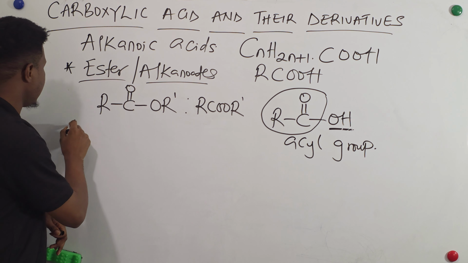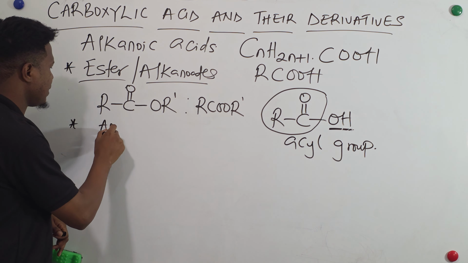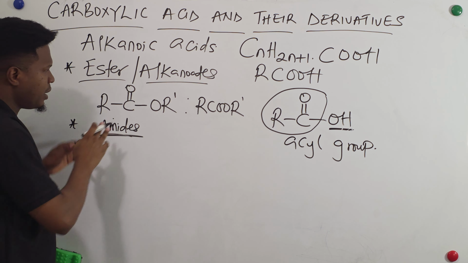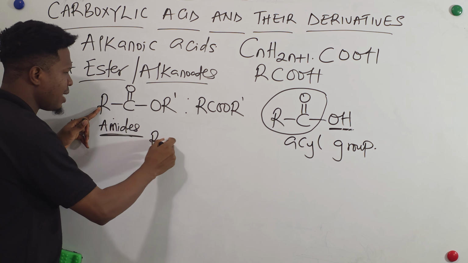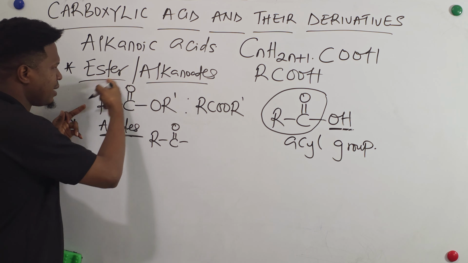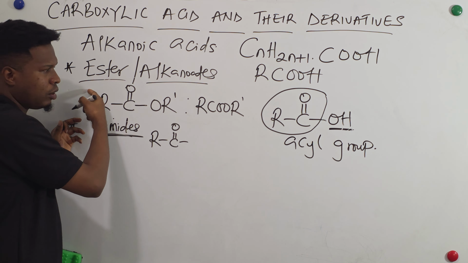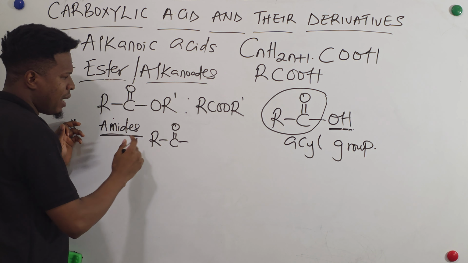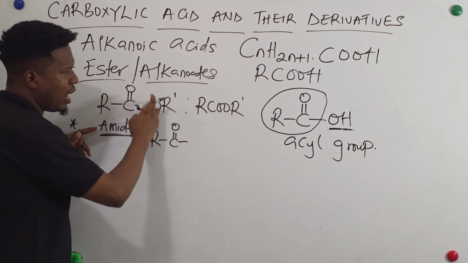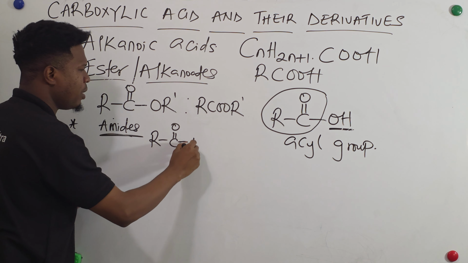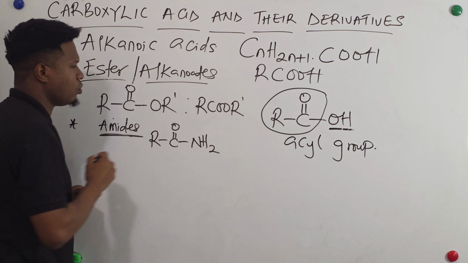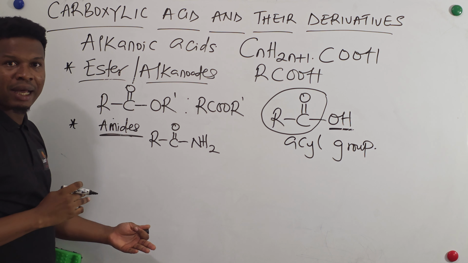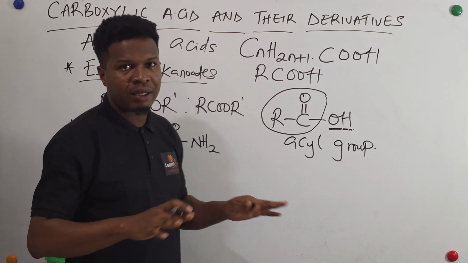The next derivative of carboxylic acid is amides. The same thing with this guy, it has the same acyl group present. We call this group here RCO, the acyl group. So what changes in amides is just the OR. Remove this OR or the OH in the carboxylic acid and replace it with what? NH2. This is an amide. Inside this amide now we have the primary amide, the secondary amide, and the tertiary amide, but we won't talk about that for now.